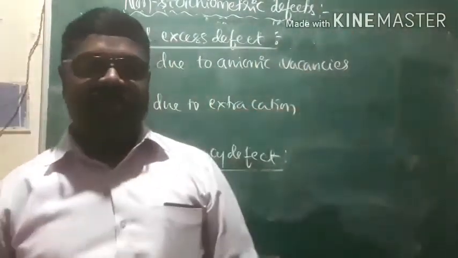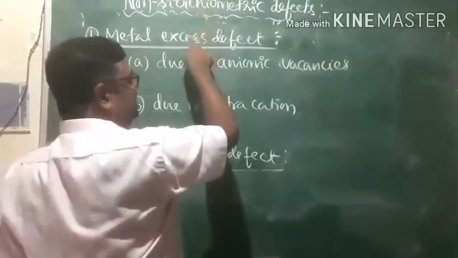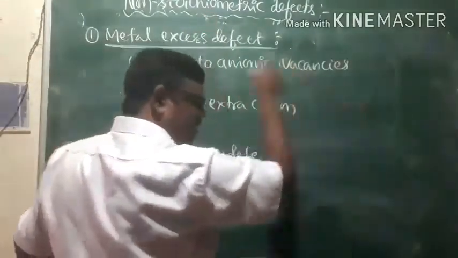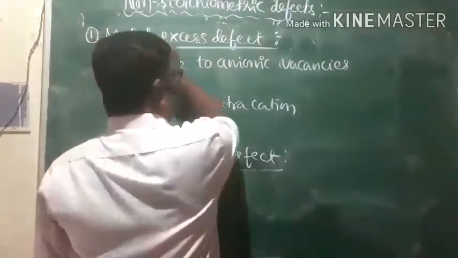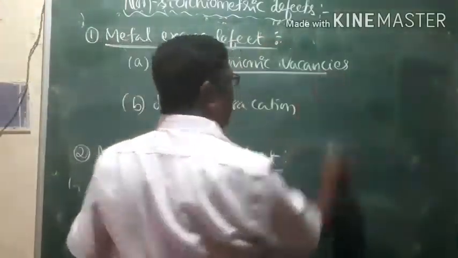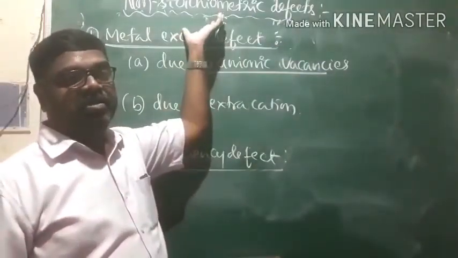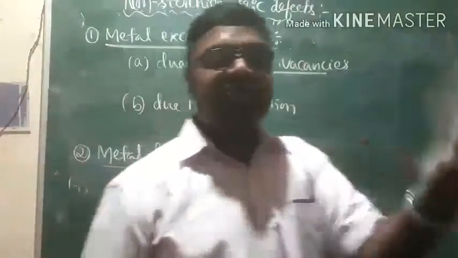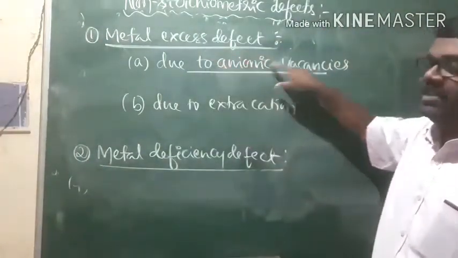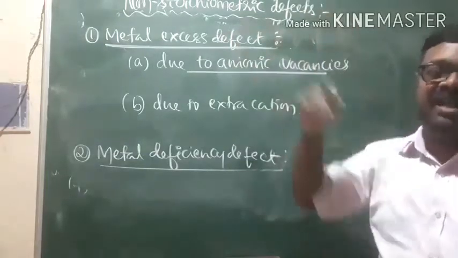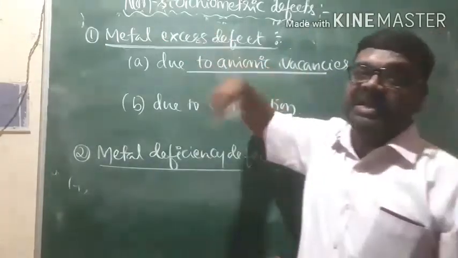Metal ions are positive ions. Metal ions are cations. The number of metal ions can be increased by decreasing the number of anions. That is metal excess defect due to anionic vacancies. This particular defect can be introduced by removing anions from the lattice. When anions are removed from the lattice, anionic vacancies are created. When anionic vacancies are created, the number of anions is decreased, which means the number of metal ions will be increased.